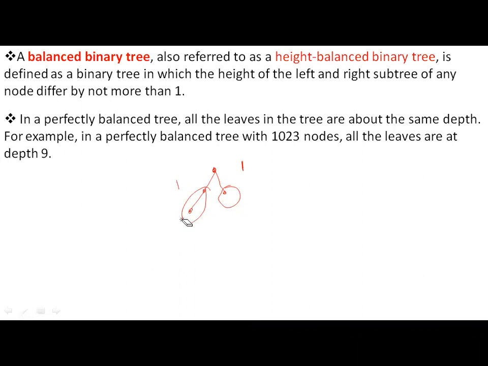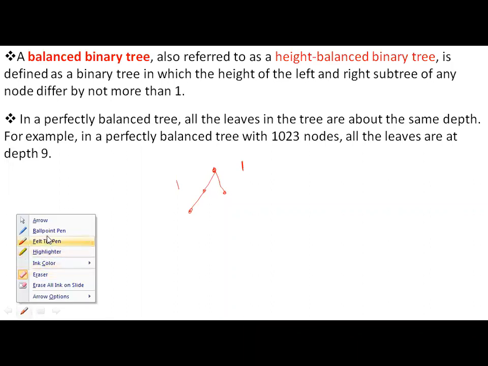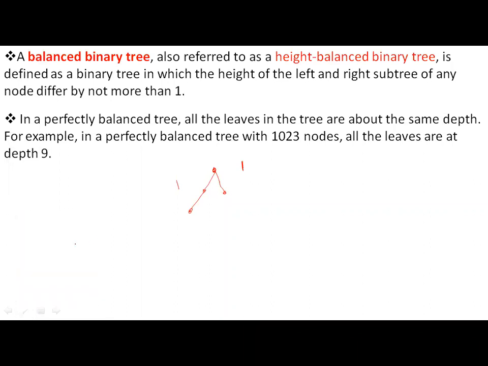Okay, then for example, if there is one more node here like this. Okay, now is this tree balanced? Now calculate the height of the left subtree minus the height of the right subtree.